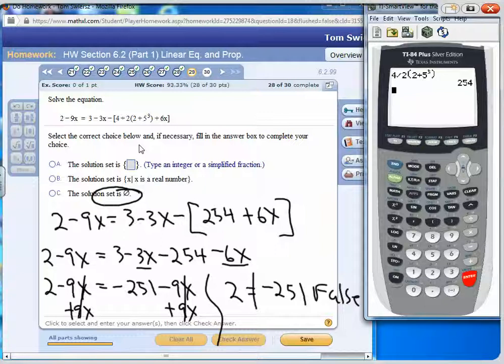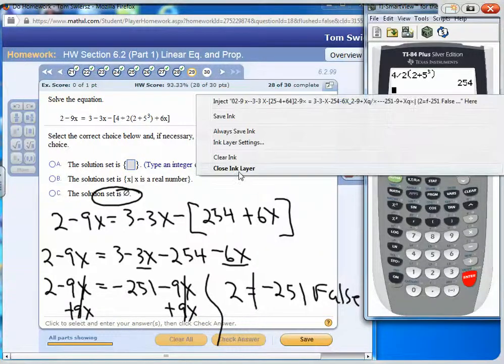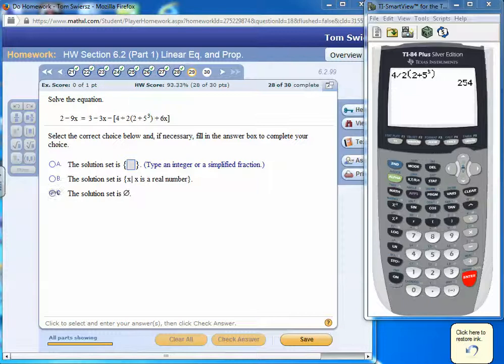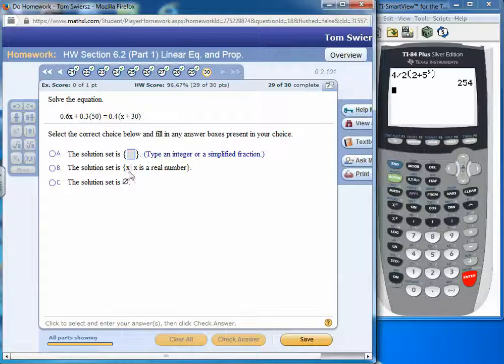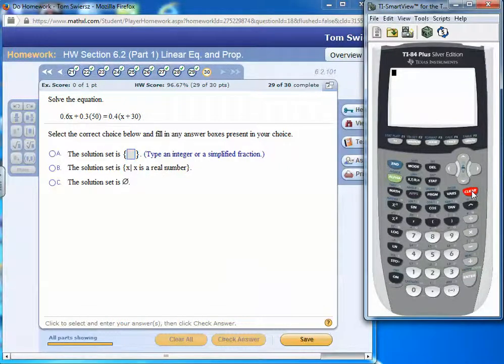Okay? Let's go ahead and put that in. Verify that is the correct answer. All right, and number 30, well, the last one, let's go ahead and do this one.